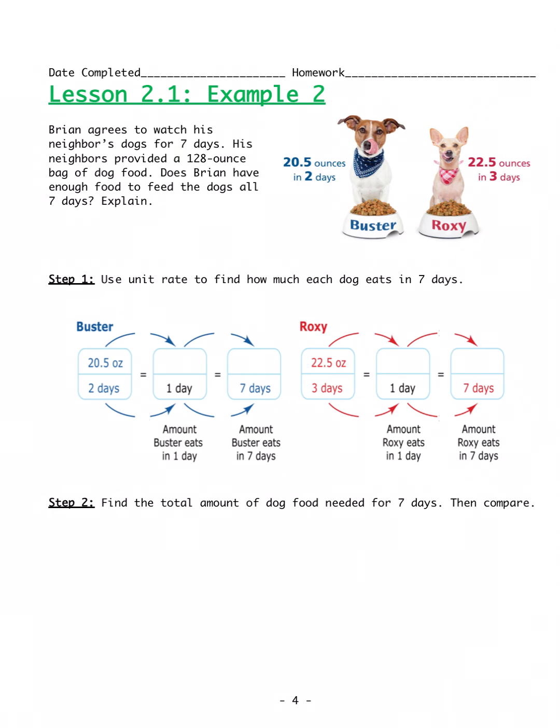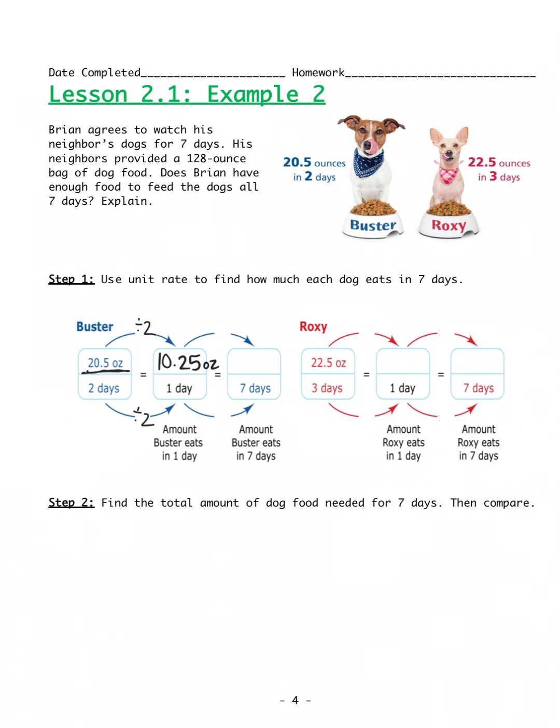So if Buster eats 20.5 ounces in 2 days, how are we going to get from 2 to 1? We divide by 2. So up here, I'm also going to divide by 2. 2 divided by 2 is 1. So now we need to do 20.5 divided by 2. You put that in your calculator, and you should get 10.25. And there'll be ounces. So in 1 day, Buster eats 10.25 ounces.